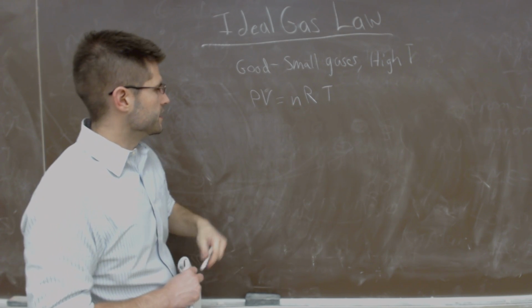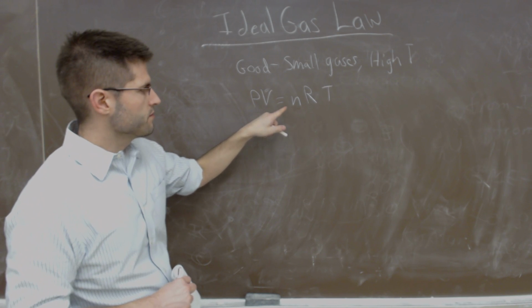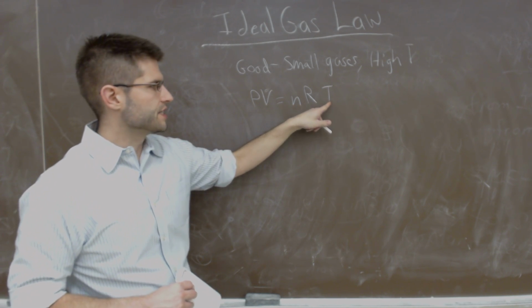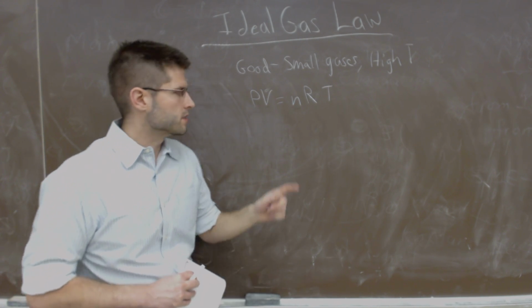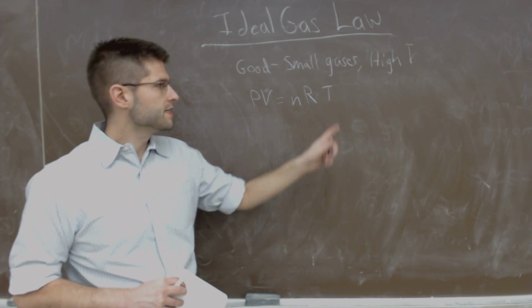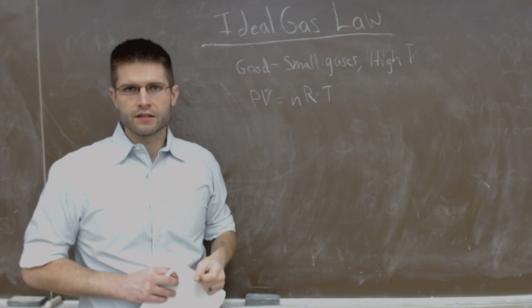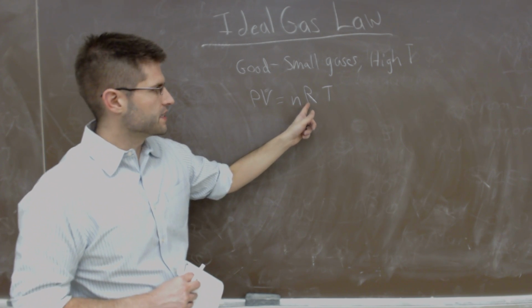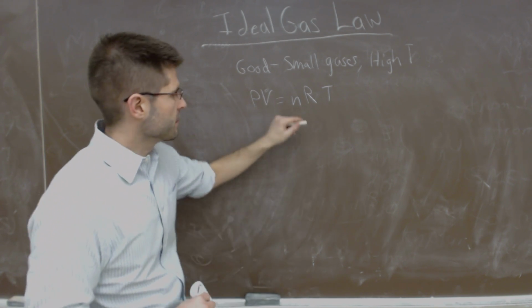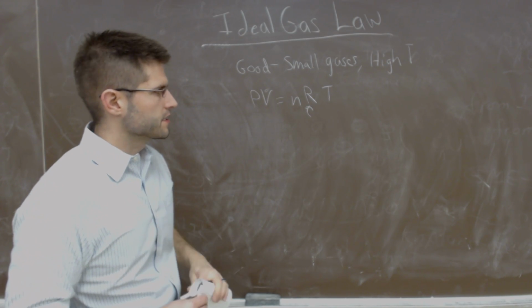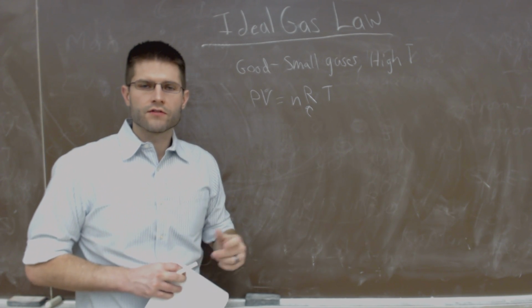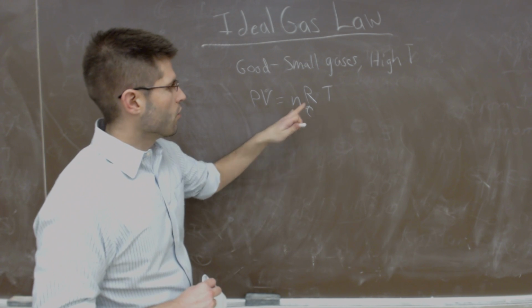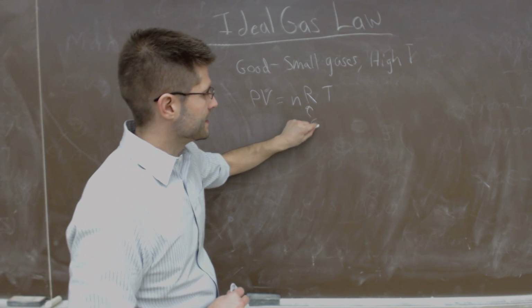So let's go through and see. So we know that this is pressure, this is volume, this is amount in moles, and this is temperature. And just like with Charles's law, where temperature had to be in kelvins, temperature is going to have to be in kelvins here as well, based on what our gas constant is. So this is called our gas constant. We use capital R for a lot of constants in chemistry. So what is the gas constant?